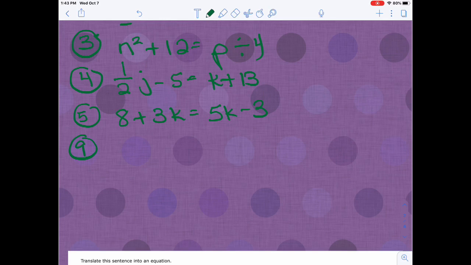Jumping to number 9, it says Samuel has $1,900 in the bank. He wishes to increase his account to a total of $2,500 by depositing $30 per week from his paycheck. Write and solve an equation to find how many weeks he needs to reach his goal.